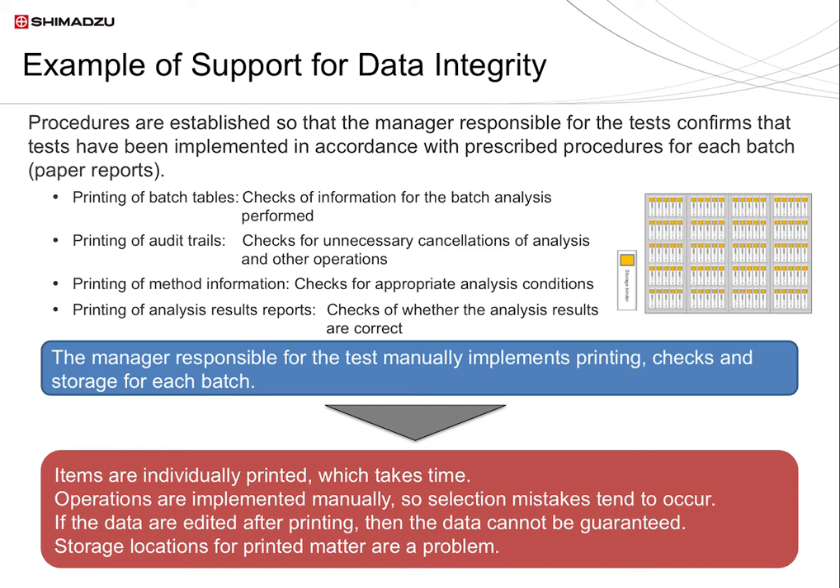Third was to print out information on the methods that appear in the batch table, such as the parameters of the instruments used for acquiring data and analysis parameters. Fourth was to print out a report with the test results. This was an analytical data report of the kind everyone probably prints in the course of normal activities. Sample information, chromatograms, and quantitative results were printed for each batch. A testing manager would then print this information and check it, and if they found no issues, store the printouts.